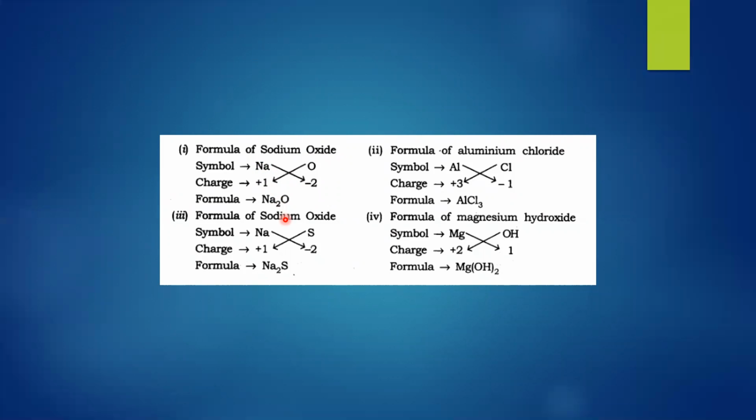Similarly, for sodium sulfide, sulfur, that is sulfide, is -2, hence the formula will be Na2S. Whereas for aluminium chloride, it will be AlCl3, and magnesium hydroxide, it is Mg(OH)2. Now here you see that hydroxide is a polyatomic ion. Hence we keep the whole of it in bracket form.